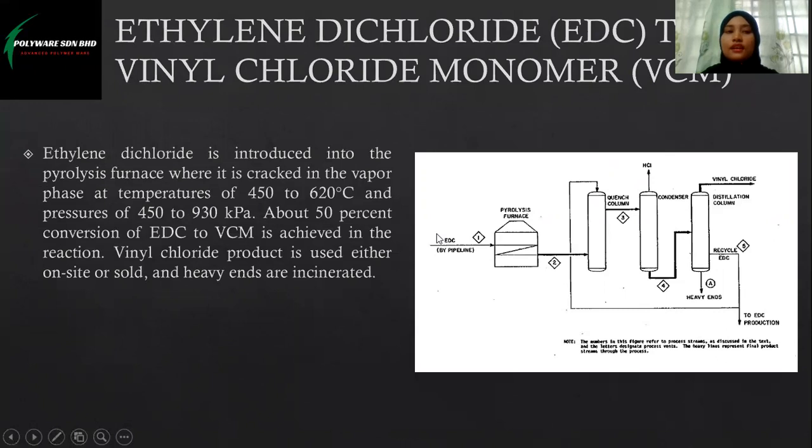Next, the process is EDC to vinyl chloride monomer. Ethylene dichloride is introduced into the pyrolysis furnace, where it is cracked in the vapor phase at a temperature of 450 to 620 degrees C. About 50% of EDC is converted to VCM to achieve the reaction. Vinyl chloride produced is used either on site or sold, and the heavy end is removed.